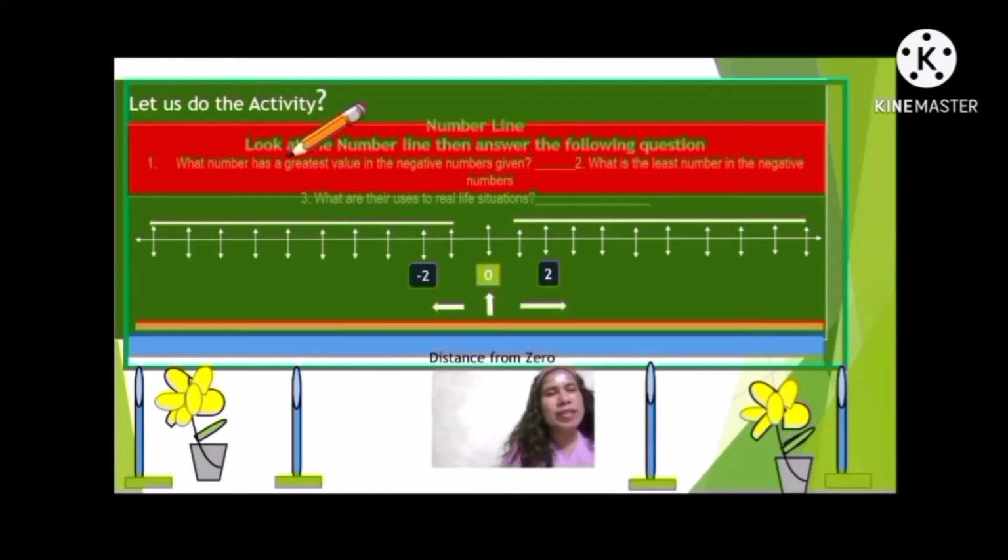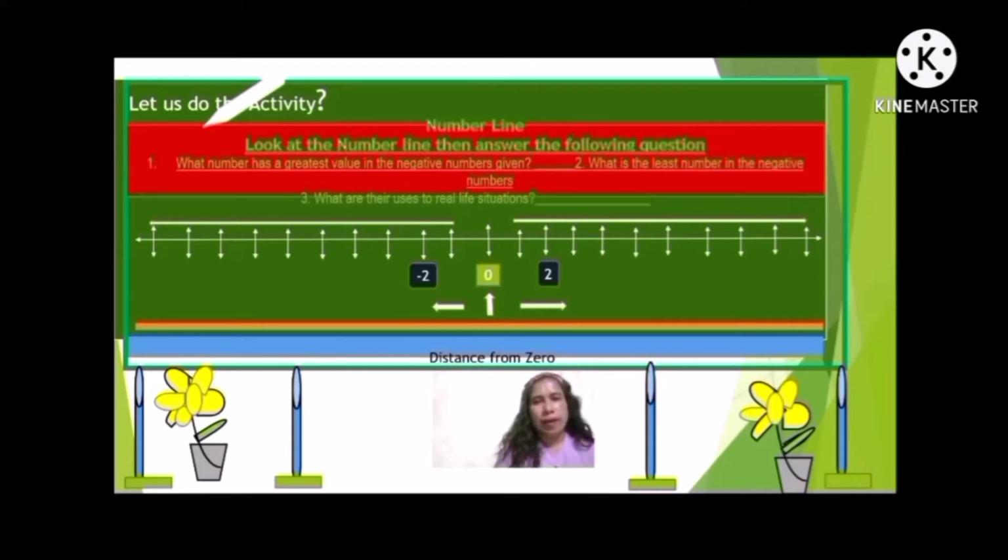Hello, let us do the activity. The number line. Look at the number line, then answer the following questions. Number 1, what number has the greatest value in the negative numbers given? Number 2, what is the least number in the negative numbers? Number 3, what are the uses to real life situations?